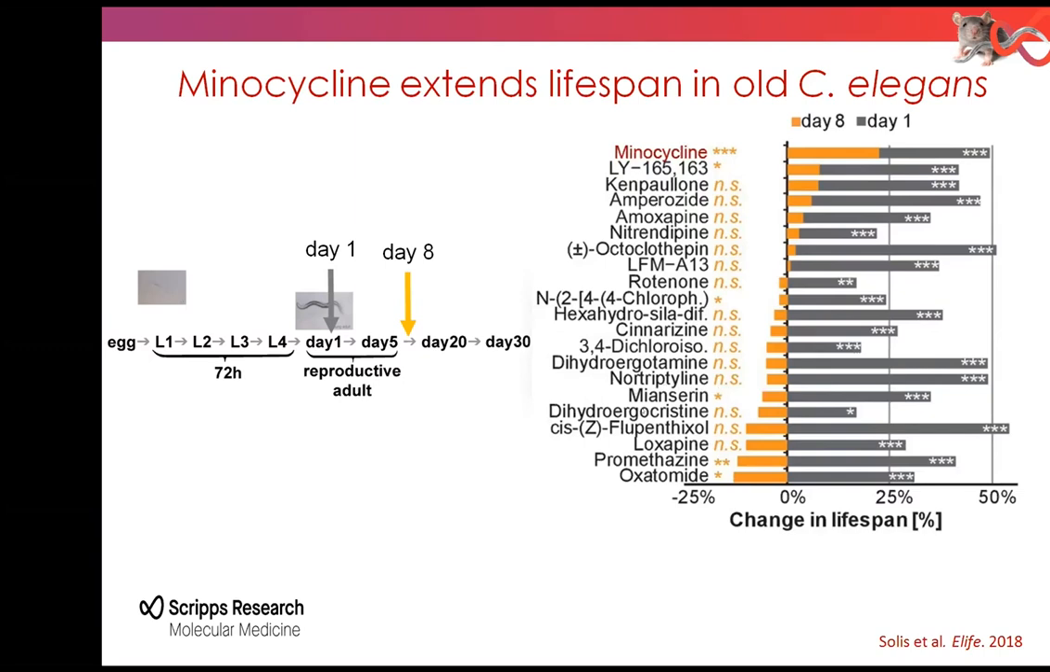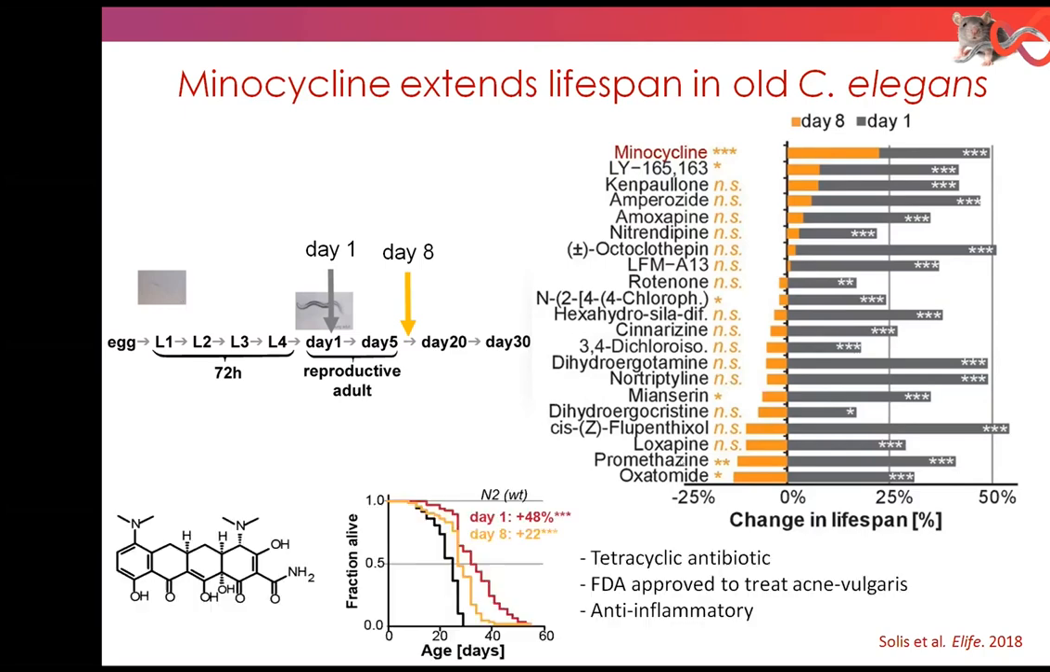For example, here is Mianserin that I showed you before, which even caused a slight but significant reduction in lifespan. The only compound that we found that still worked was Minocycline. It's a tetracyclic antibiotic. Actually, for the worm aficionados here, worms eat bacteria. We had to do this experiment with killed, gamma-irradiated bacteria to make sure that the drug really works on the worm and not on the bacteria. So you can see if you add minocycline on day 1, you get about a 40 to 50% increase in lifespan. If you add it on day 8, that's much reduced, but there's still a sizable increase of 22%.